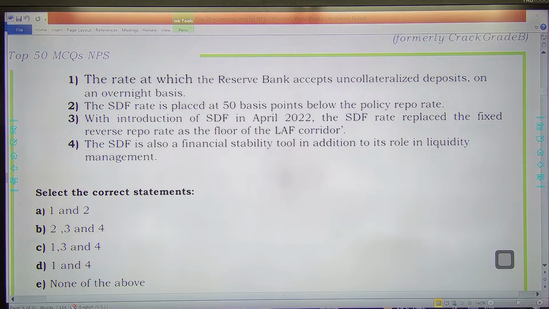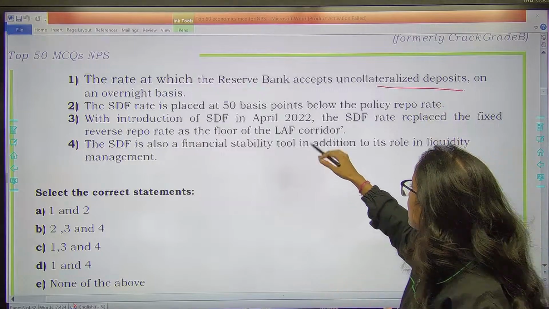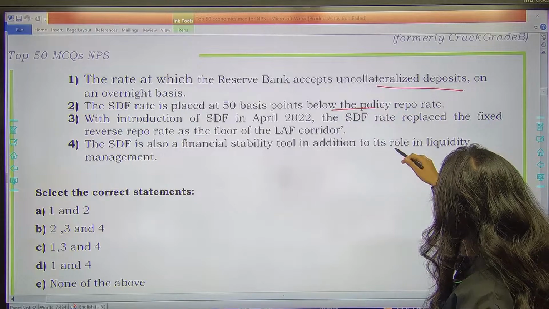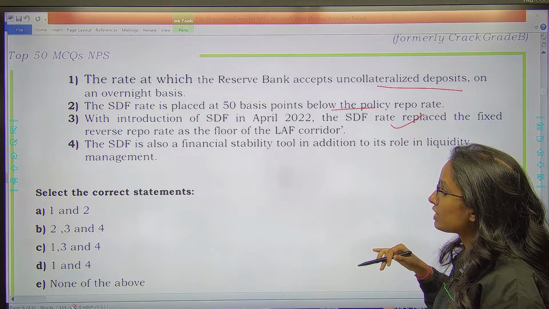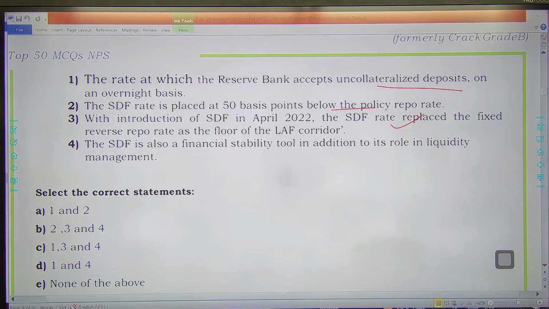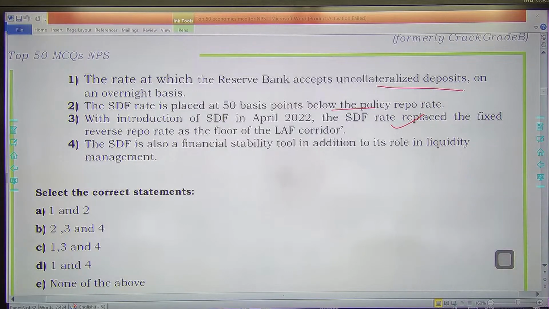It is the rate at which RBI accepts uncollateralized deposits. It is placed 50 basis points below the policy repo rate. With introduction of SDF, SDF has replaced the reverse repo as the floor of the LAF corridor. And it is also a financial stability tool in addition to liquidity management. Tell me the correct answer.